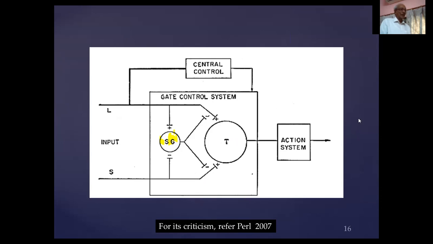Gate control here. The term gate was used by Melzack and Wall so that everyone could understand it. Okay, that's the idea. And this is certainly happening at the microscopic level, because you can't see the substantia gelatinosa and neurons without the aid of a microscope.